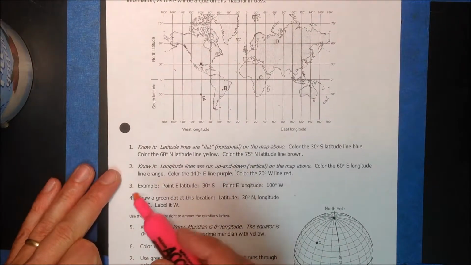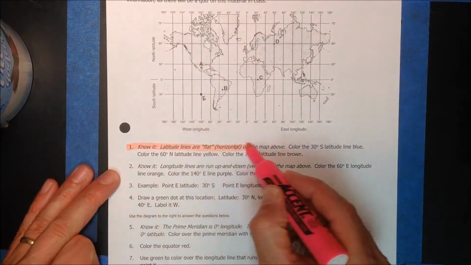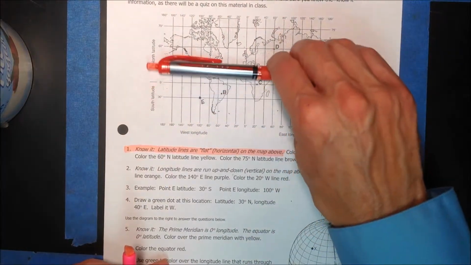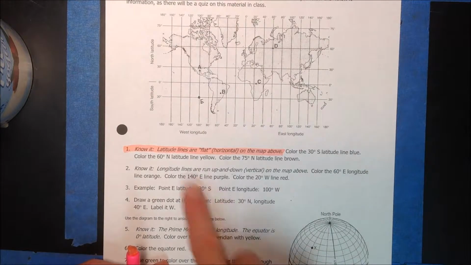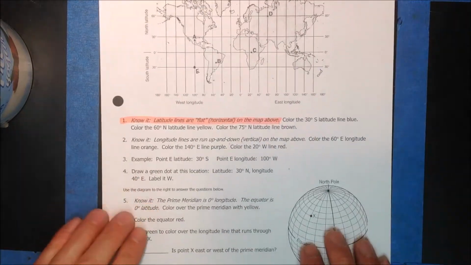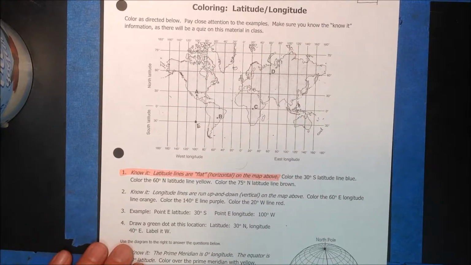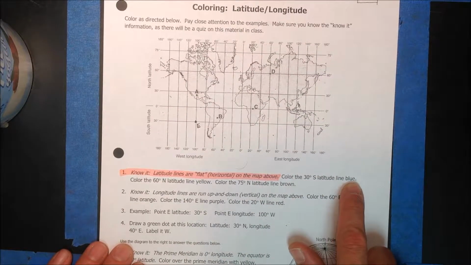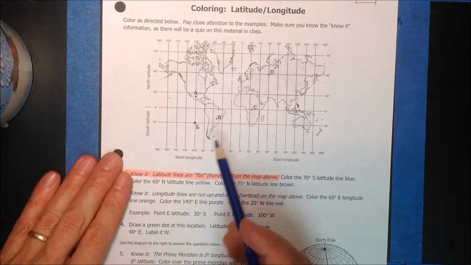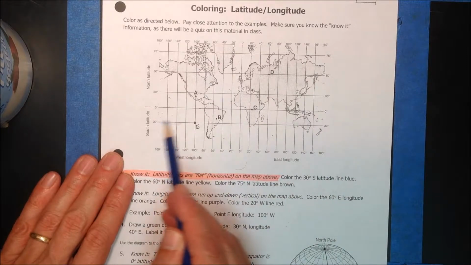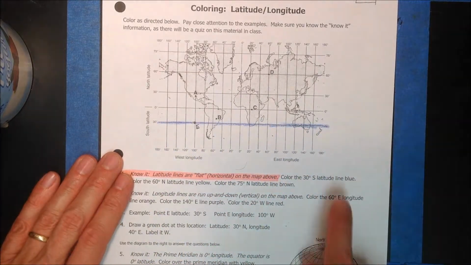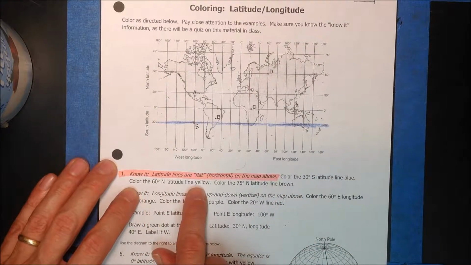Latitude lines are flat or horizontal on the map. So I'm going to highlight that because that's important. Latitude lines are these right here. These are all your latitude lines. Some people think lat, flat. That might help. So, first thing here, color the 30 degrees south latitude line blue. So, blue, 30 south. This is 30 south right here. And that's blue.